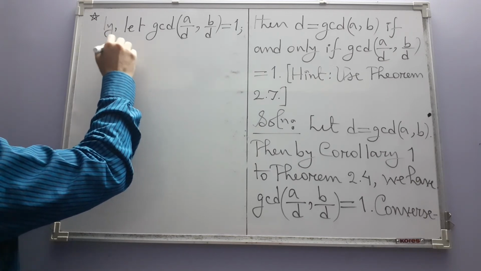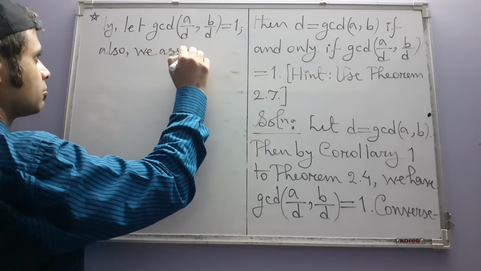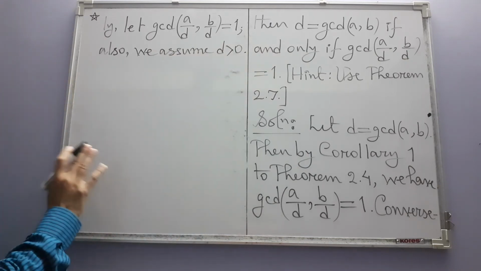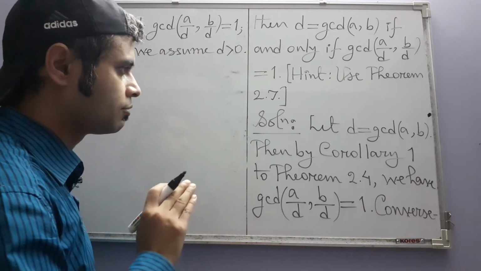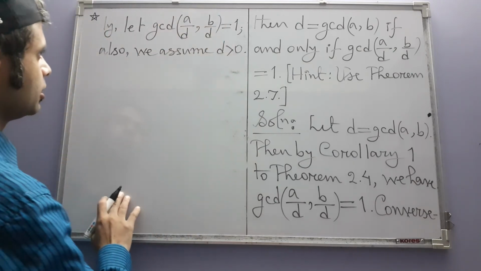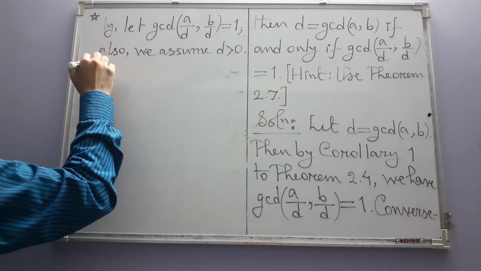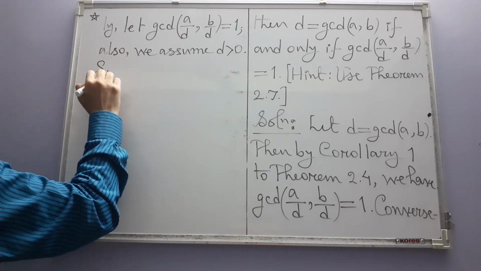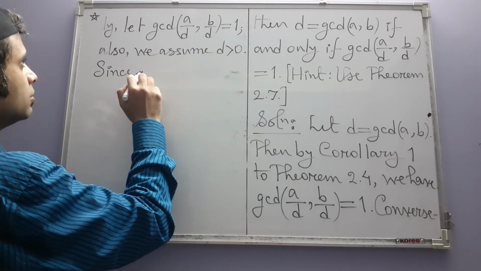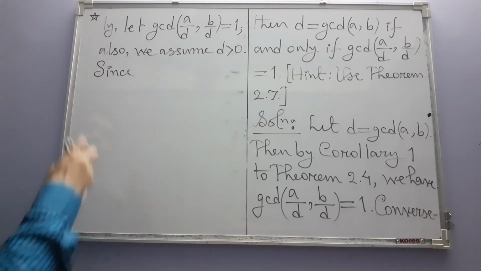Also, we assume that D is positive. So now D is not just a common divisor of A and B, but a positive common divisor, such that this GCD equals 1. Now we can apply this theorem. Okay, so we can directly apply the theorem. There is no more condition.